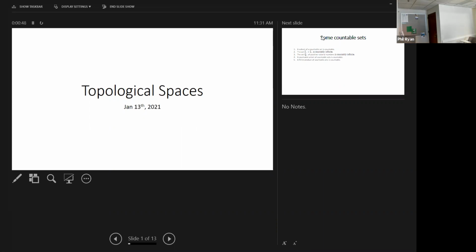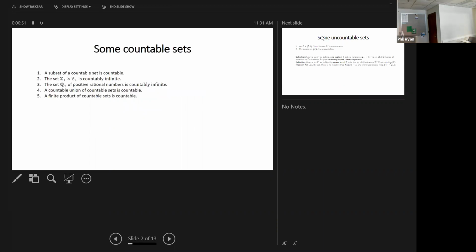Okay, so let's continue talking about infinity, countable infinity versus uncountable infinity, and then we'll actually get on to what a topology actually is. Okay, so last time we talked about a nice criterion for when something is countably infinite.